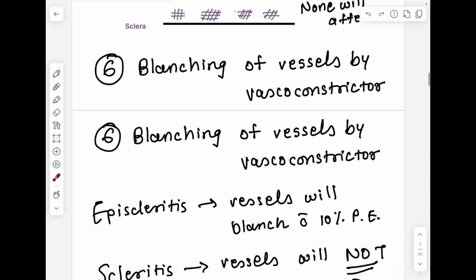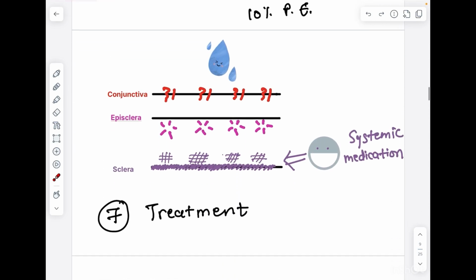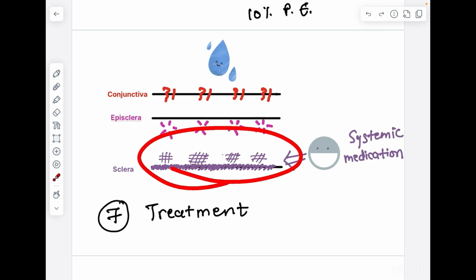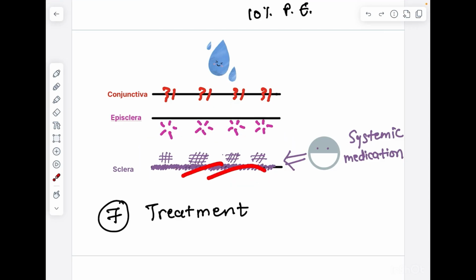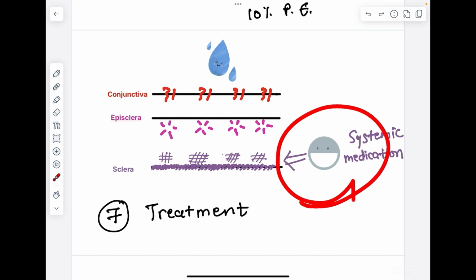Now we'll further move on to the next point, that is, if the patient is having scleritis, we know that topical treatment cannot penetrate and reach up to this deeper layer. If the inflammation is here, and in ophthalmology we know most of the treatments are topical, but if the drop is not reaching till here, now what will give? So here comes our systemic medication.